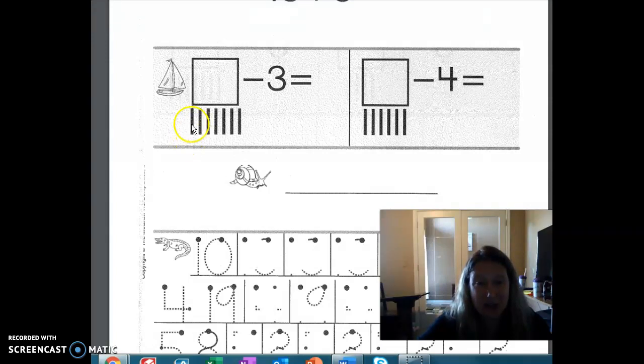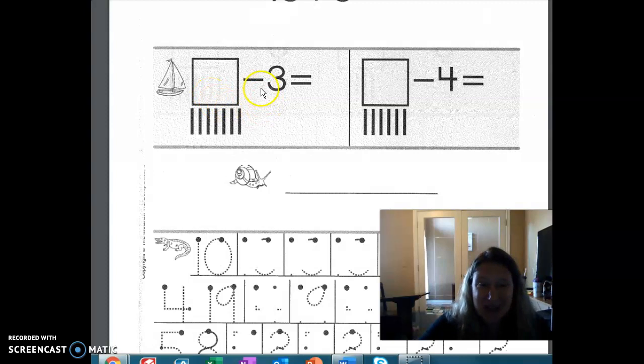Okay, let's check that. 1, 2, 3, 4, 5, 6, 7. Did everyone write 7 in the box? Good job. So 7 is our starting number.